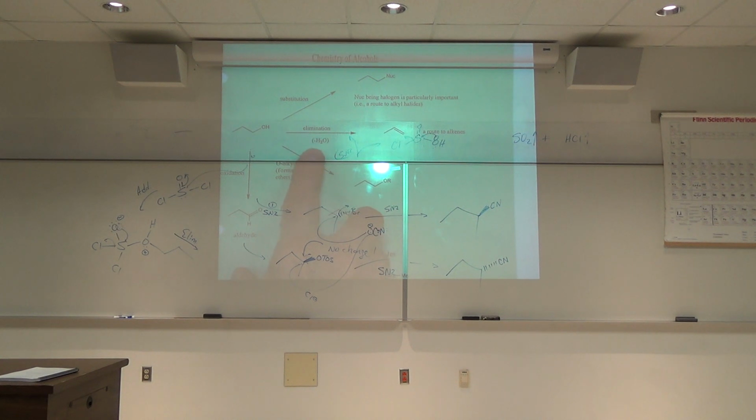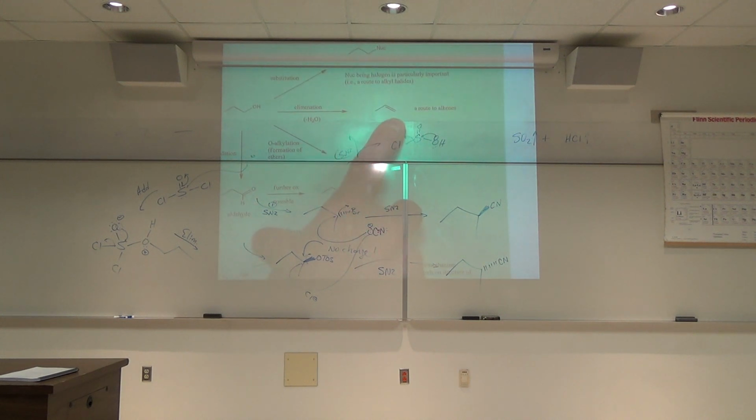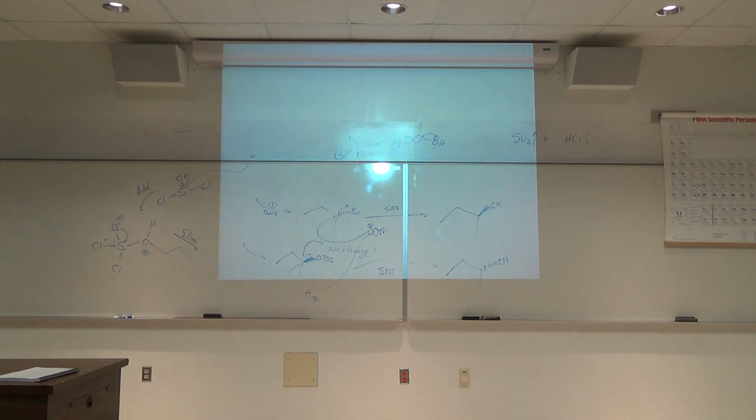Now we're going to do elimination. We did some of this in Organic 1. We're going to eliminate water. Loss of water from an alcohol is going to give what type of product? Alkene. Okay? Elimination reaction. Eliminate water. Most common way to eliminate water from an alcohol is to use acid.